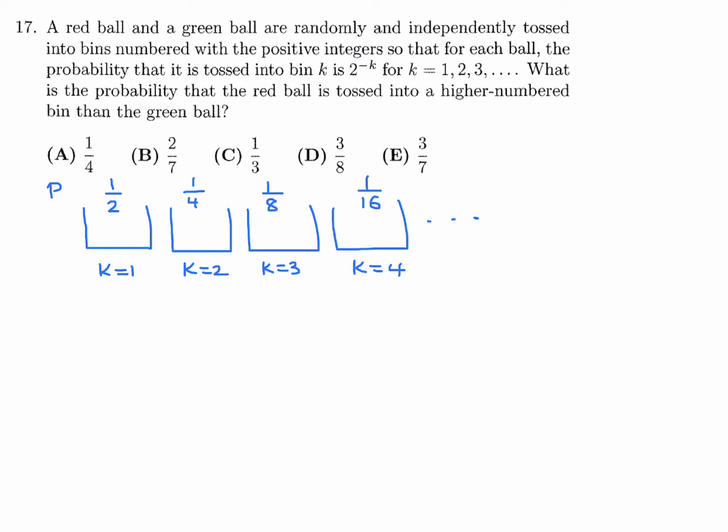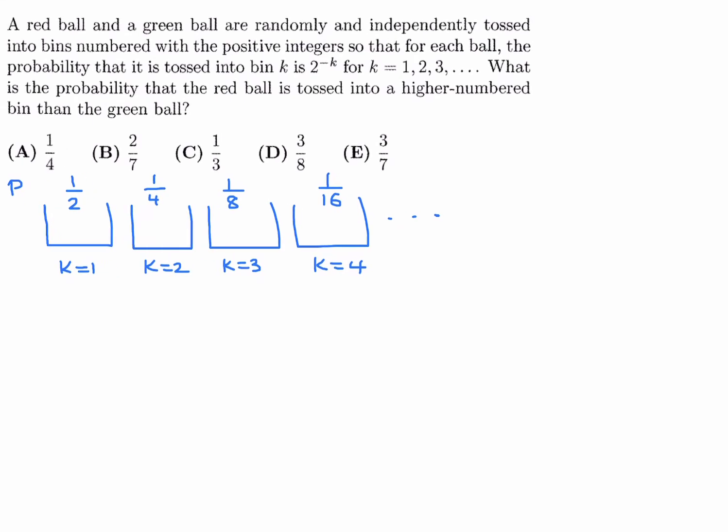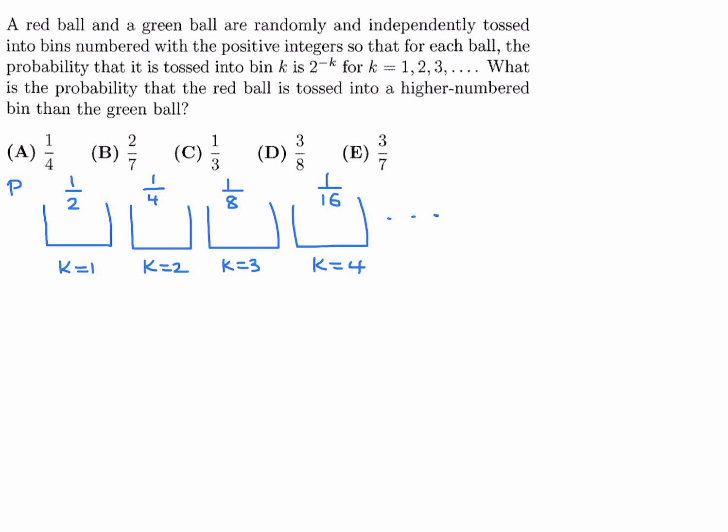So we want the red ball to be placed in a higher numbered bin than the green ball. Okay, so what I'll do is I'll make a little table, and let's talk about this. So we have green, red, and the probability.